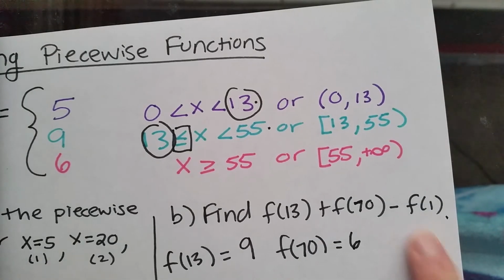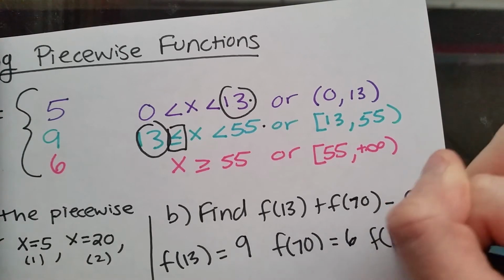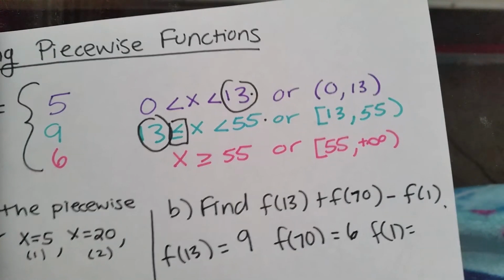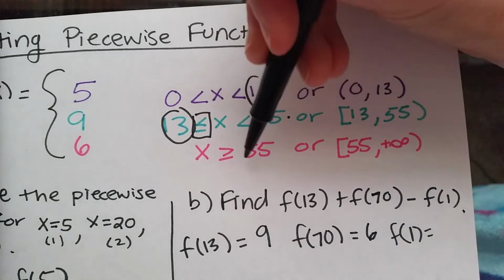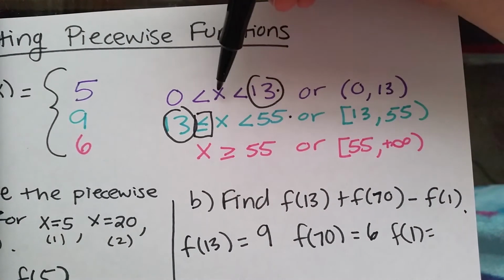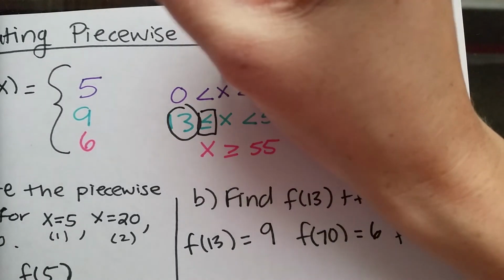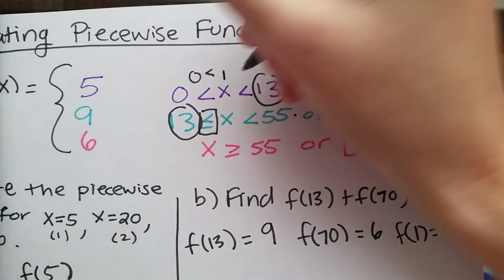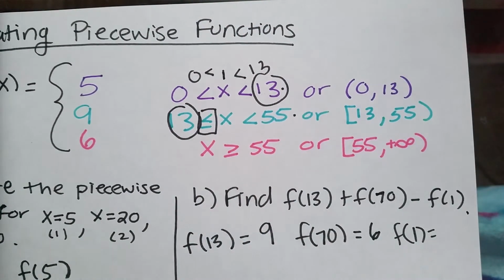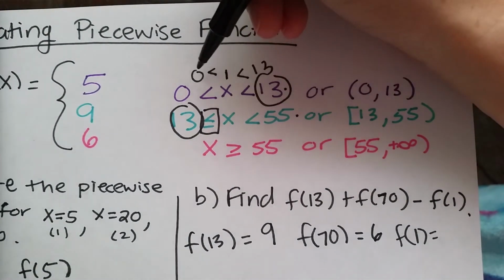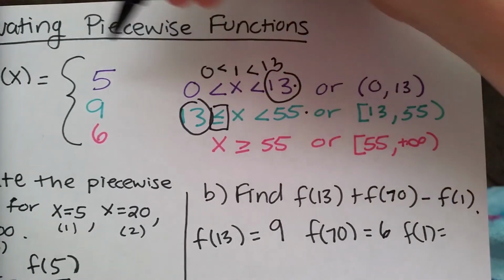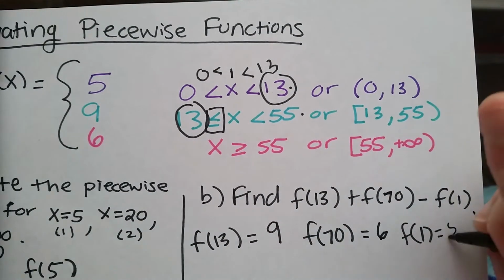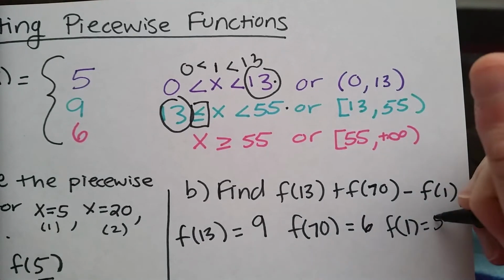And lastly, let's solve for f of 1, and it'll put all the pieces together. It's going to be exciting, you guys. I'm super excited. When x is 1, the only one that works is this first one, because if I put in 1 for x, that would be a true statement. 1 is in between 0 and 13. So when x is 1, the function value will be 5. Bam, that one's a 5.